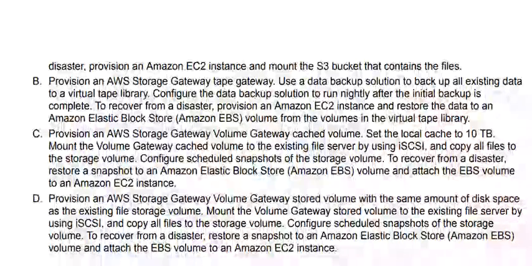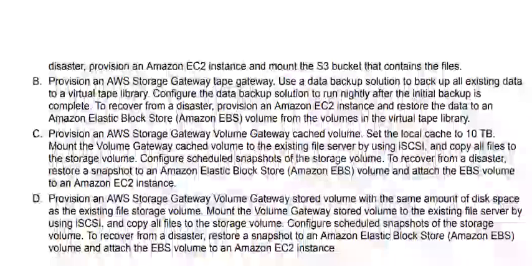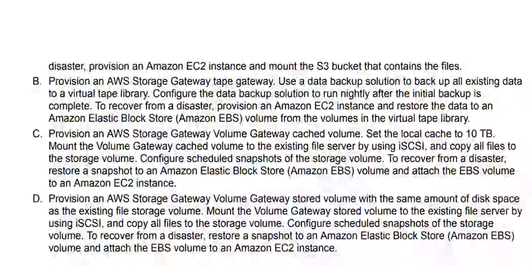And option D, provision an AWS Storage Gateway volume gateway stored volume with the same amount of disk space as the existing file storage volume. Mount the volume gateway stored volume to the existing file server by using iSCSI and copy all files to the storage volume. Configure scheduled snapshots of the storage volume to recover from a disaster. Restore a snapshot to an Amazon Elastic Block Store volume and attach the EBS volume to an Amazon EC2 instance. And the correct answer is option C.